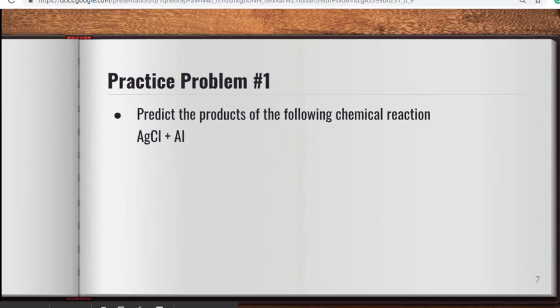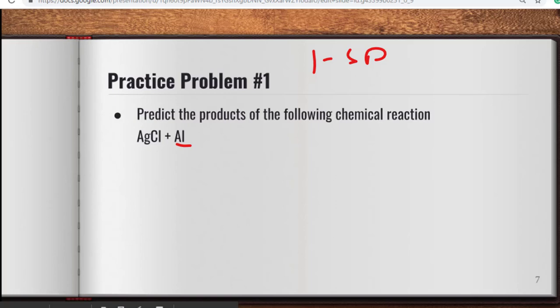So let's predict some products of some chemical reactions. We have AgCl, or silver chloride, reacting with aluminum. Well, step 1 is to determine what type of reaction is taking place. So if we look, we have a compound plus an element, so we know that this is single displacement. Okay, now if we remember when we talked about single displacement reactions, we need to look at the element and what is it going to replace. So we have aluminum here. Is aluminum going to replace the silver or the chlorine?